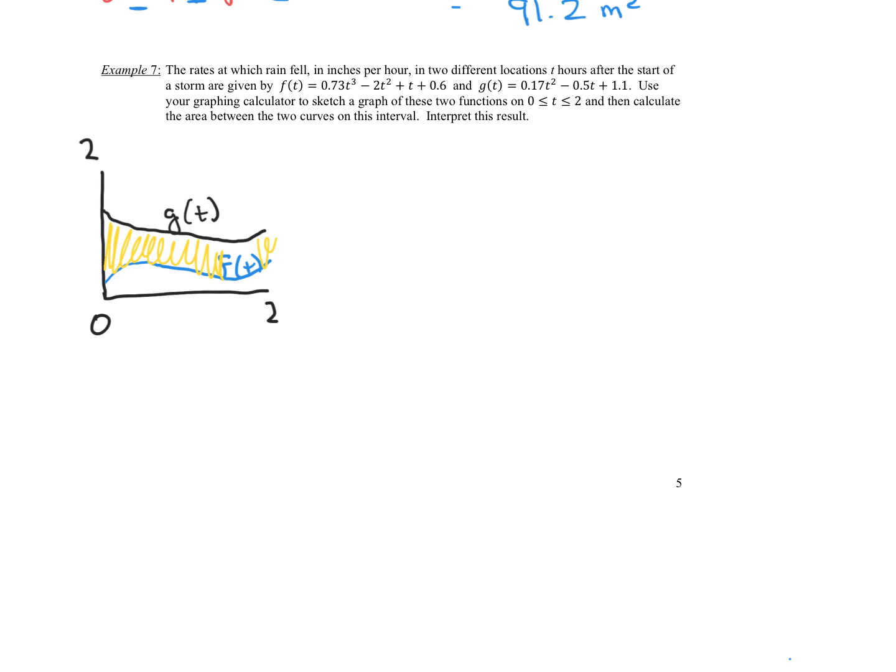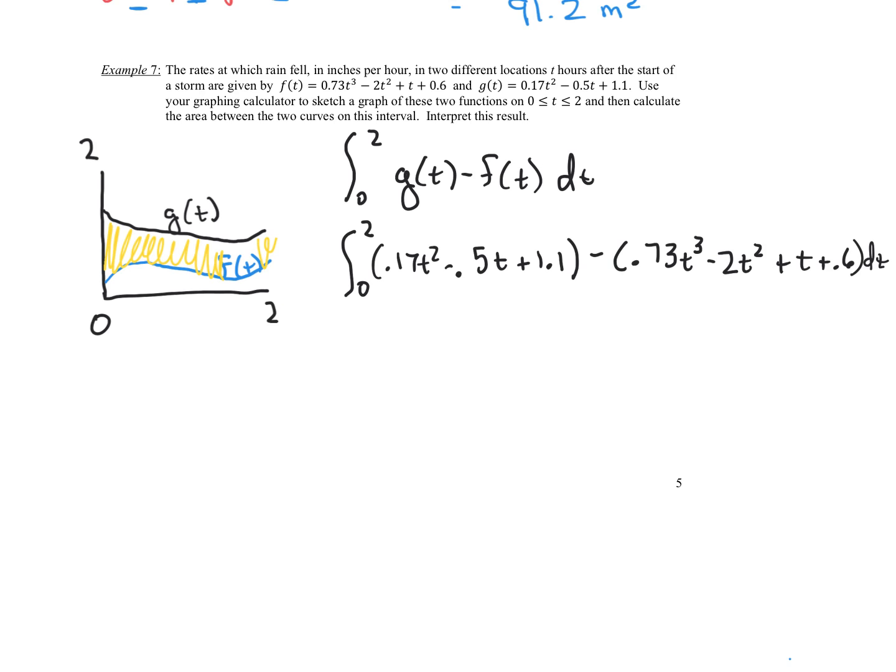Notice that g is always our top function and f is our bottom function. So from 0 to 2, with respect to t, we're going to take our top function minus our bottom function. Yes? I plugged in the equations. Go ahead and pause the video if you need to. I'm going to combine like terms and distribute my negative. So I'll have something like that. Then we're going to take the antiderivative of this.